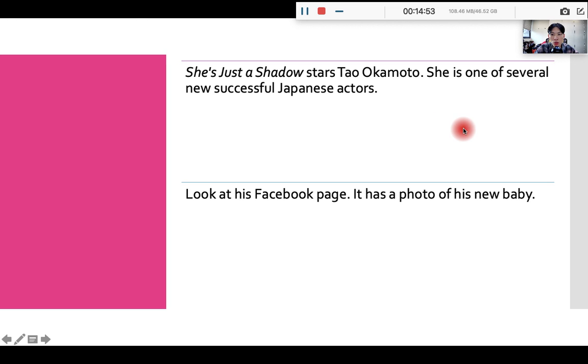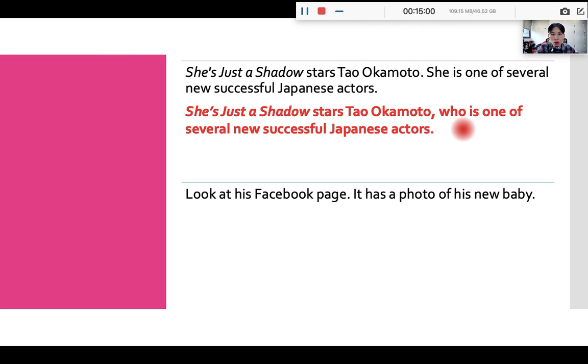Okay. Next one, she's just a shadow, stars Tao Okamoto. She is one of several new successful Japanese actors. So we're talking about a well-known figure here. So she's just a shadow star, Tao Okamoto, who is one of several new successful Japanese actors. So even if we do not have a relative clause here, people will know who you are talking about.